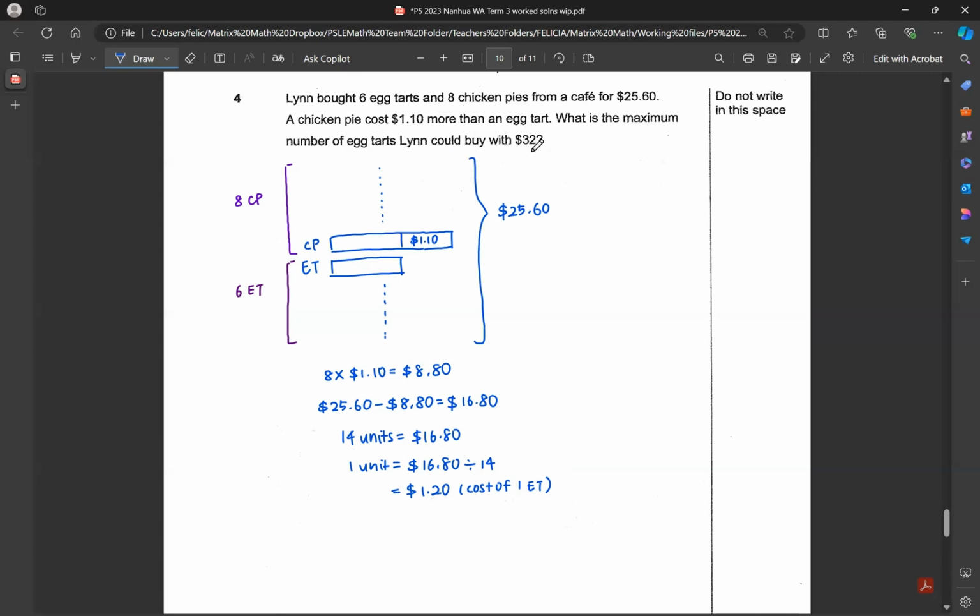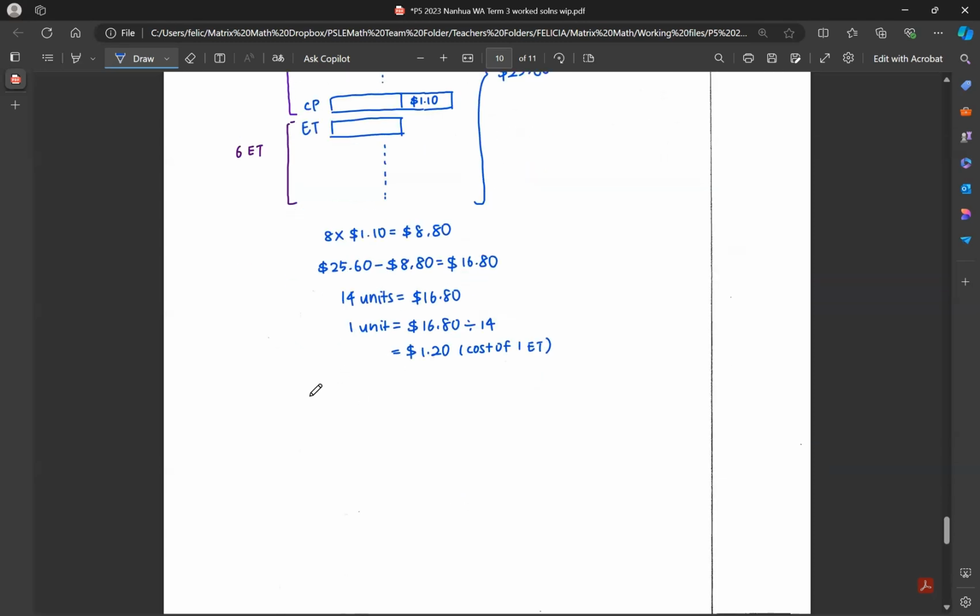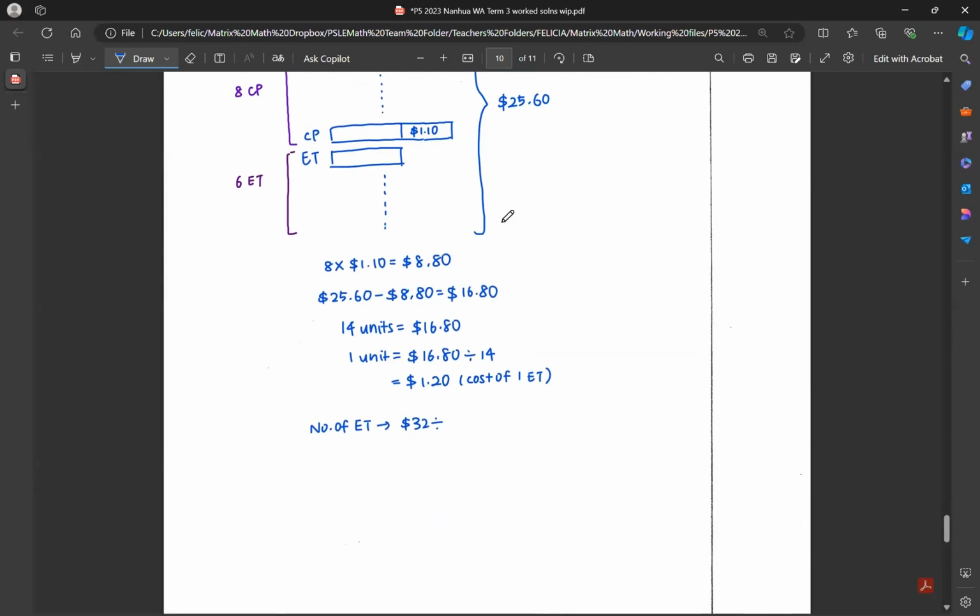So she has $32. Obviously, she's not just going to buy one egg tart. So in order to find the number of egg tarts that she can buy, this is where your grouping concept comes in, but you don't have to draw one group because one group is just one egg tart basically. So for the number of egg tarts, you can just use the $32 that she has, and then divide by the cost of an egg tart, $1.20. If you do the calculation, you will notice it gives you some very strange answer. On your calculator, it gives you 26.666667.